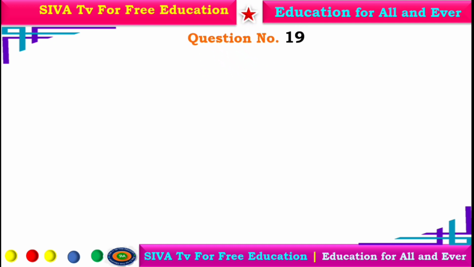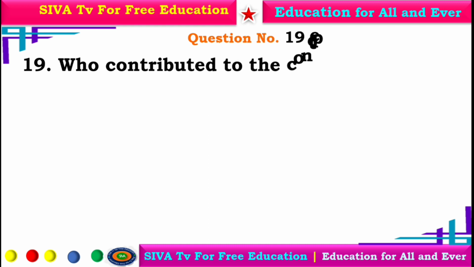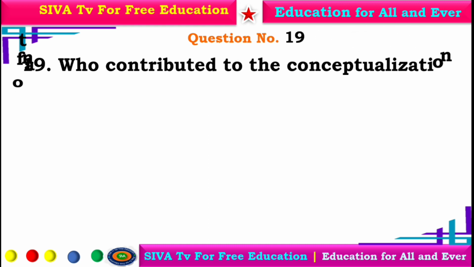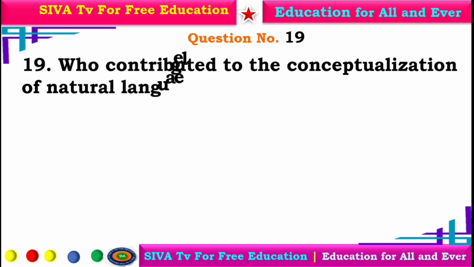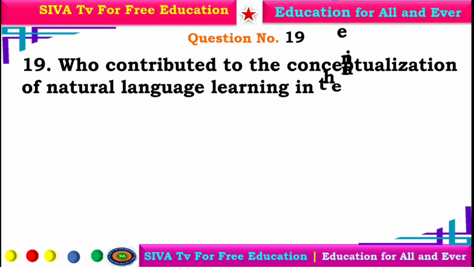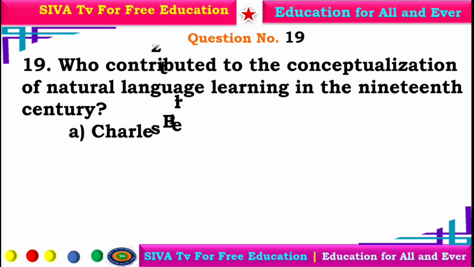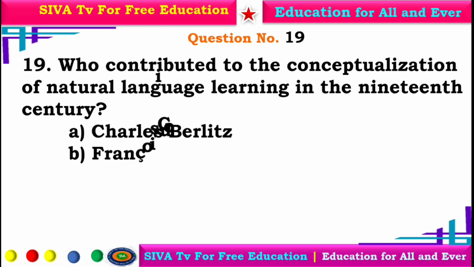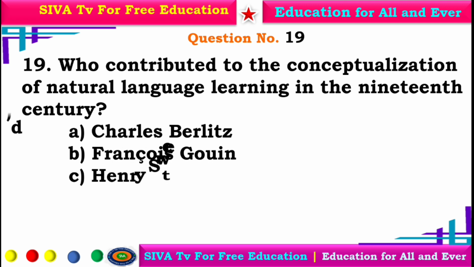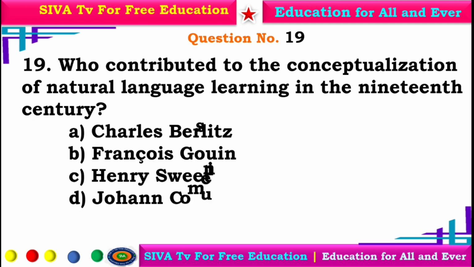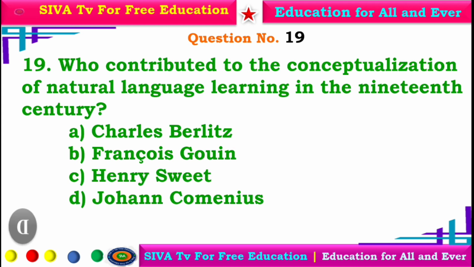Question number 19. Who contributed to the conceptualization of natural language learning in the 19th century? Option A, Charles Berlitz. Option B, Francois Goin. Option C, Henry Sweet. Option D, Johann Comenius. The correct answer is option D, Johann Comenius.